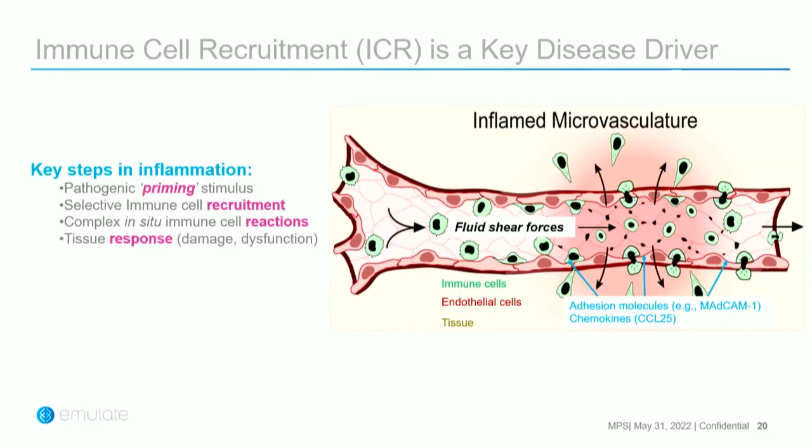So that's the second step. The immune cells bind, attach, and move in, and then they have to undergo immune reactions locally in situ, which are an interplay between the diverse immune cells and the stromal cells, which ultimately lead to some kind of tissue response and damage that drives disease.